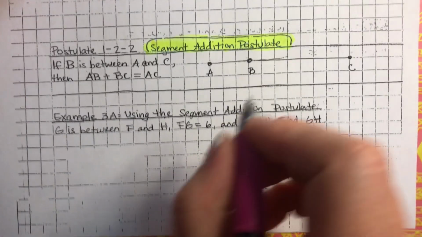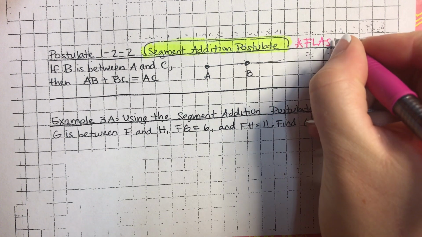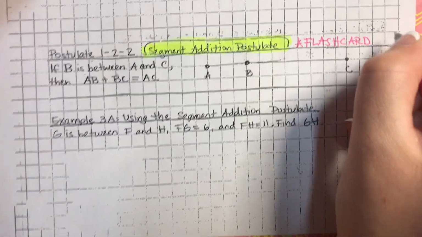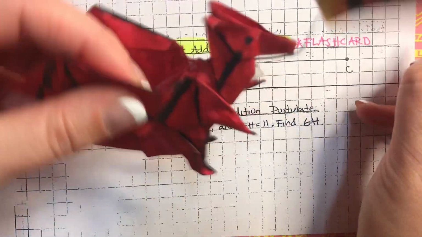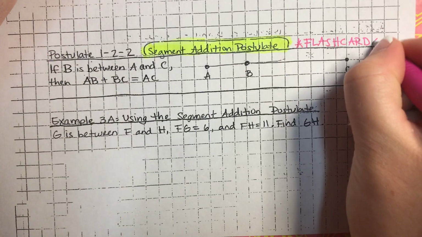So this one needs to be a flashcard. It's a flashcard alert. Put this on a flashcard. That's what you need to do. Oh, thank you, Pause Dragon, but it's not your turn yet.